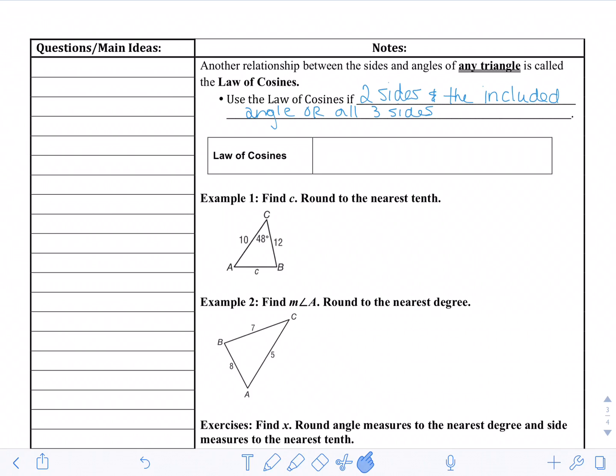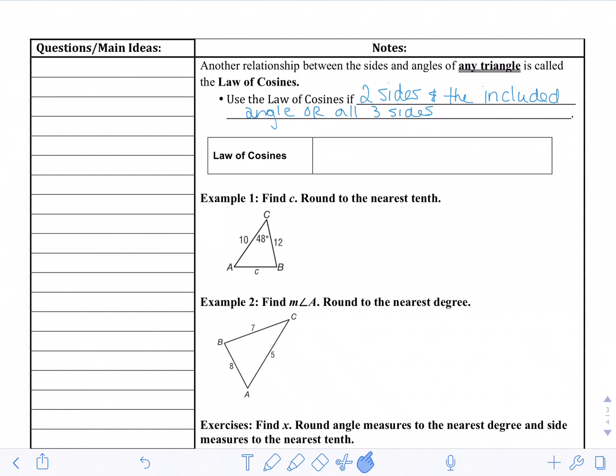All right, this is the second part of your 8-6 notes. This is just covering the law of cosines. Another relationship between the sides and angles of any triangle is called the law of cosines. You're going to use the law of cosines if you have two sides and the included angle. Okay, this is really, really important. It has to be included, all right, or all three sides.